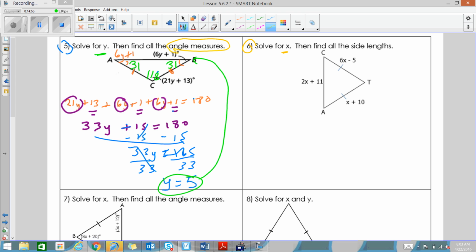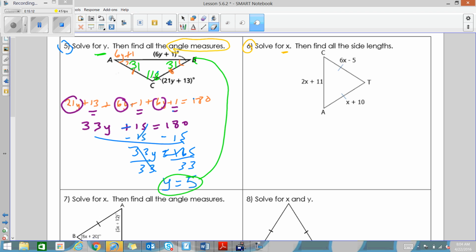So we can't just go and take AC, CT, and AT. We can't take this, this, and this. These all equal 180? Question mark? No, they don't equal 180 degrees because sides can equal whatever they want. They can be as big or as little. So you're not going to set them equal to 180.